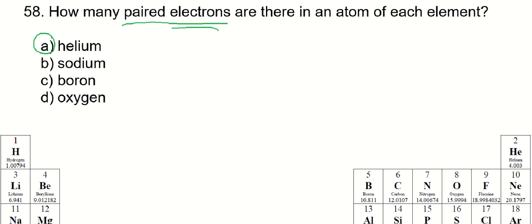Helium, number 2 right there. So the 1s orbital is going to have one pair of electrons. One pair. One paired. 2 electrons paired.